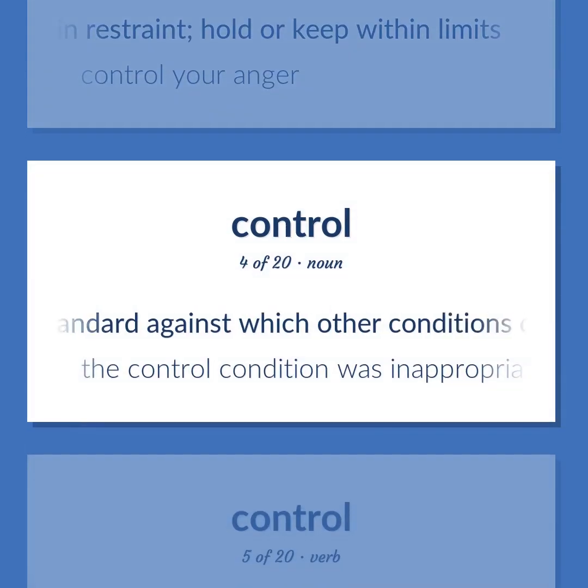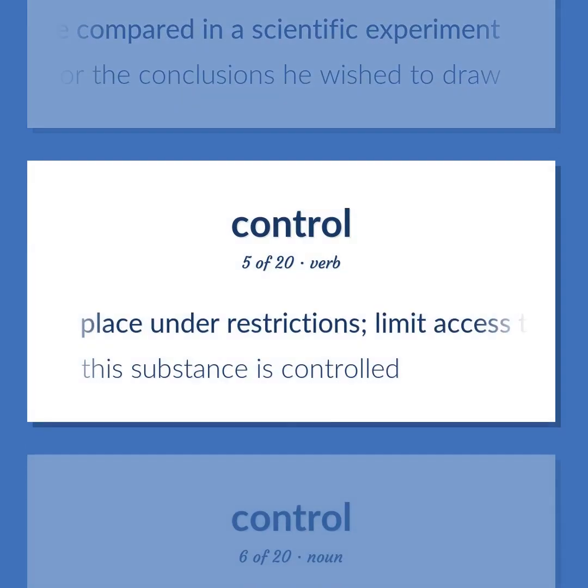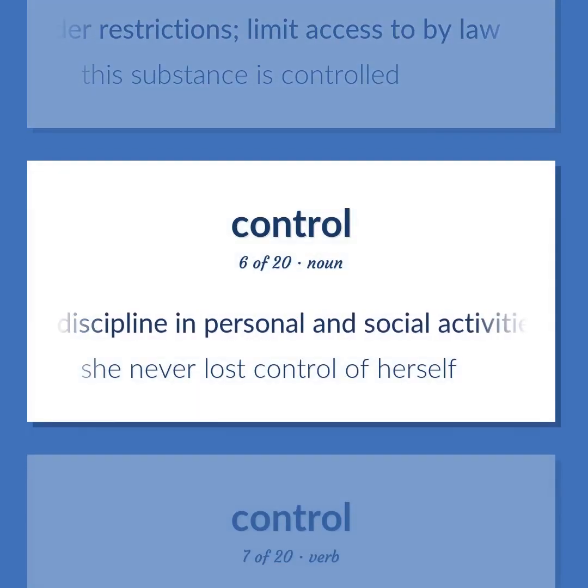A standard against which other conditions can be compared in a scientific experiment. The control condition was inappropriate for the conclusions he wished to draw. Place under restrictions. Limit access to by law. This substance is controlled. Discipline in personal and social activities. She never lost control of herself.